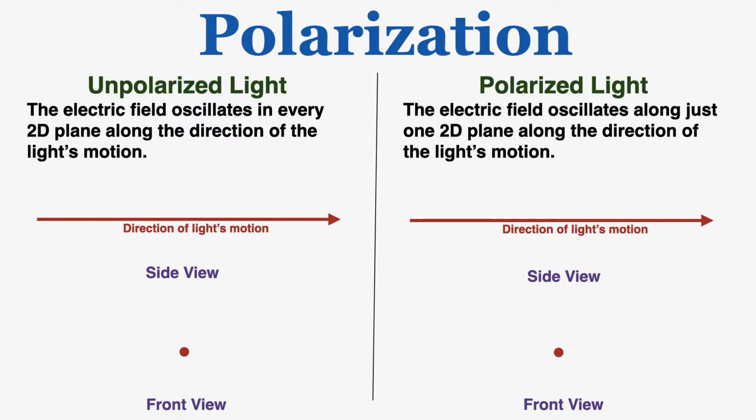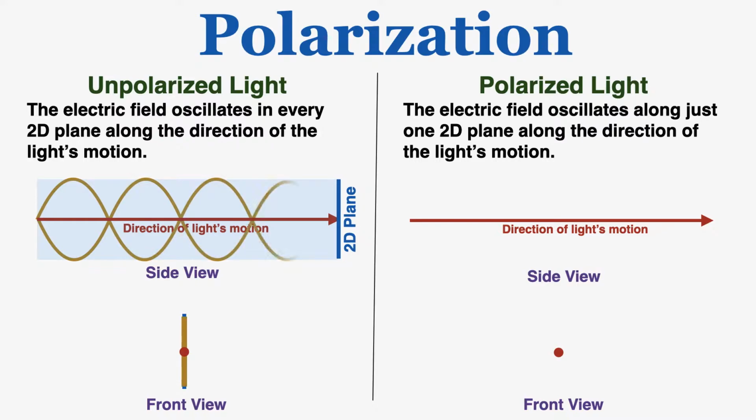To understand polarization, you need to understand the difference between polarized and unpolarized light. In unpolarized light, the electric field oscillates in every 2D plane along the direction of the light's motion. As an example, the red arrow I've drawn on the left shows light moving to the right. If I place a two-dimensional surface along that line, if the light is unpolarized, I know that no matter what direction that 2D plane exists in, there is definitely an oscillation of an electric field along that plane. That was a vertical plane, and if I make a horizontal plane, I also know that the electric field is oscillating along that plane because it oscillates along every possible two-dimensional plane along the line of the light's motion.